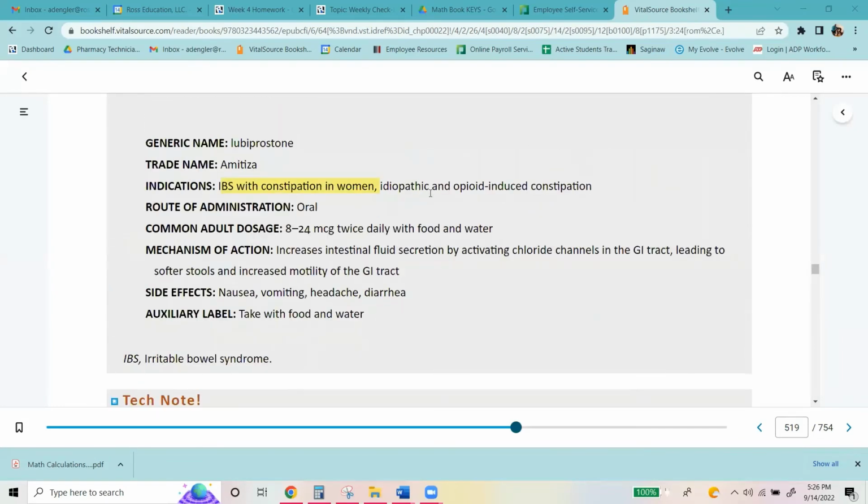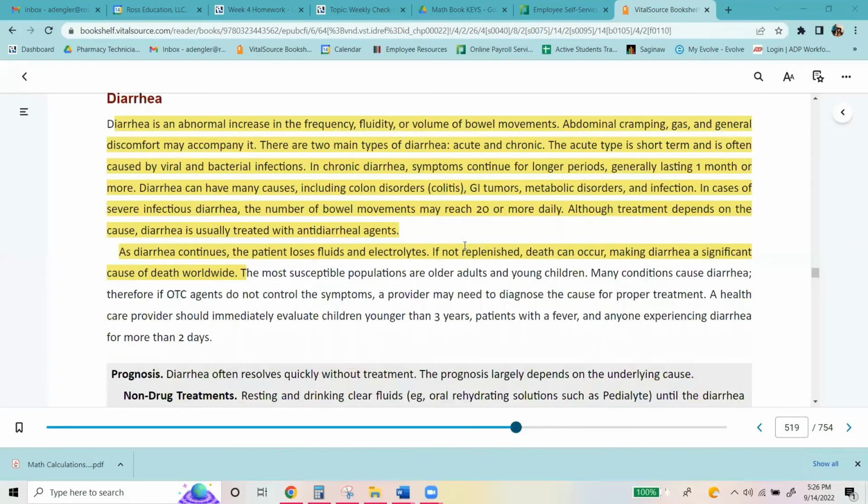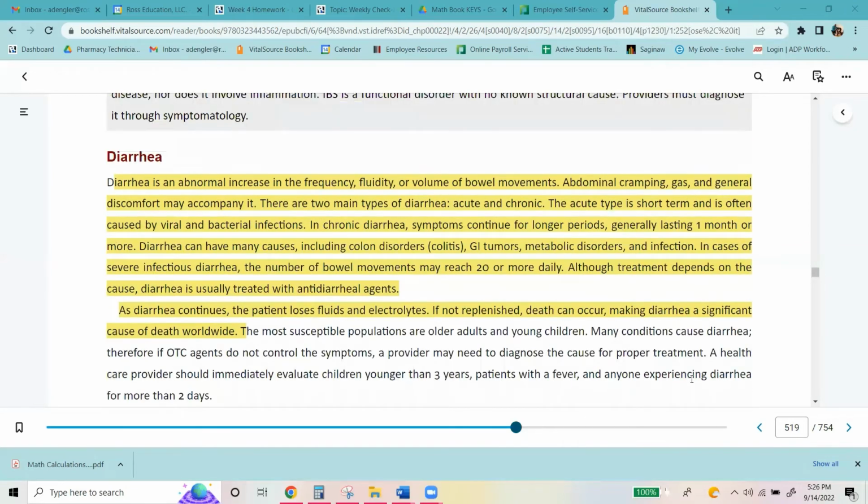Also idiopathic and opioid-induced constipation as well. Diarrhea is an abnormal increase in the frequency and fluidity of bowel movements. Abdominal cramping, gas, and general discomfort may accompany it. There are two main types of diarrhea, acute and chronic.